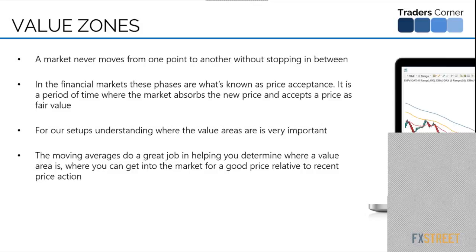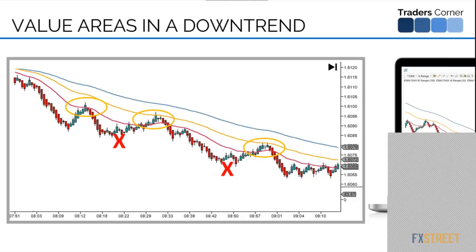And the moving averages do a great job in helping me determine where a value area is, and hence where I can get into the market for a good price, relative even to recent price action, so that I don't have to draw fibs on my charts all the time. And I take some of the discretion out of it. I use moving averages, and ultimately, as you can see on this chart here, what I'm looking for is momentum in the market. All right, so we can see that the market's moving down here. Then I'm waiting for the price to pull back to within the moving averages.